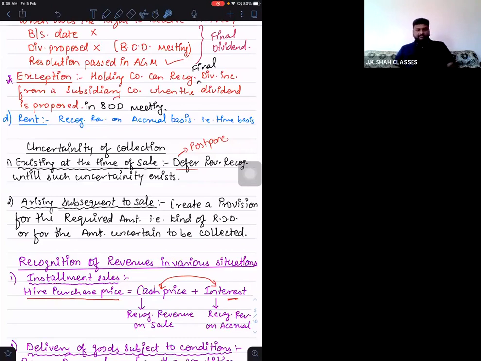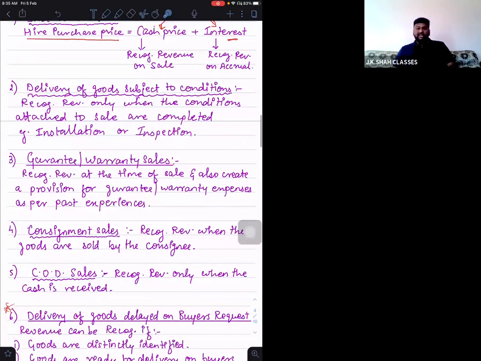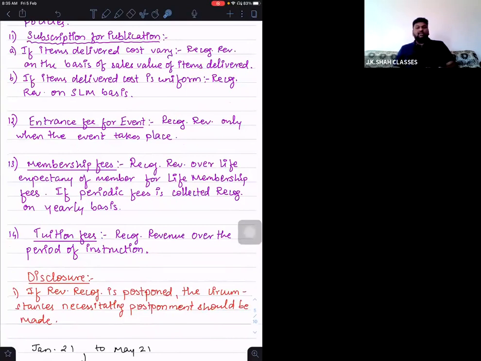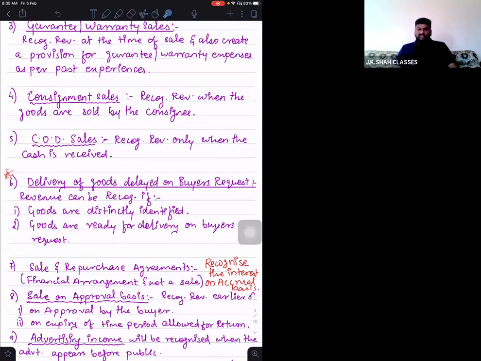Now, after the break, I have to discuss the revenue with respect to some special transactions. That is how to record the sale on hire purchase, how to record guarantee warranty sales, how to record consignment, how to record cash on delivery. These are the special transactions that we'll be discussing. There are some 14 transactions that we have to discuss and only one disclosure requirement. So after the break, we'll take around maximum 15-20 minutes to discuss all these things. After that, we can start with the questions.